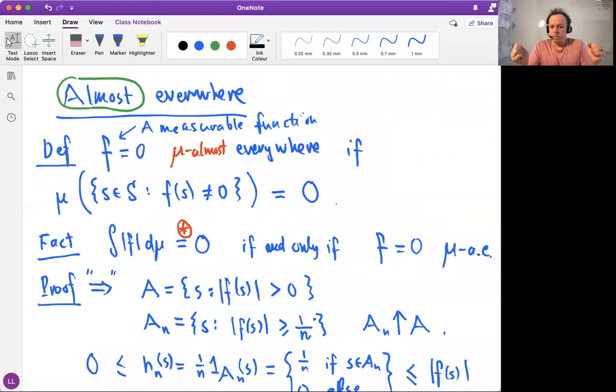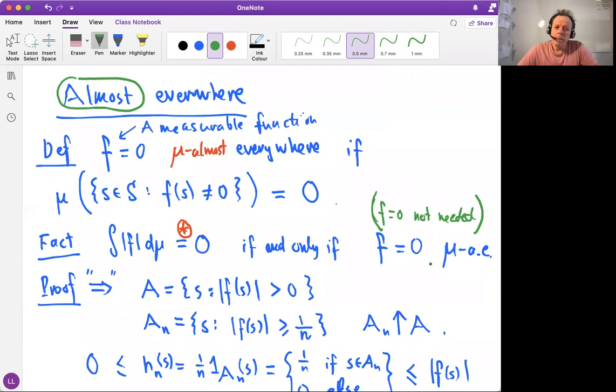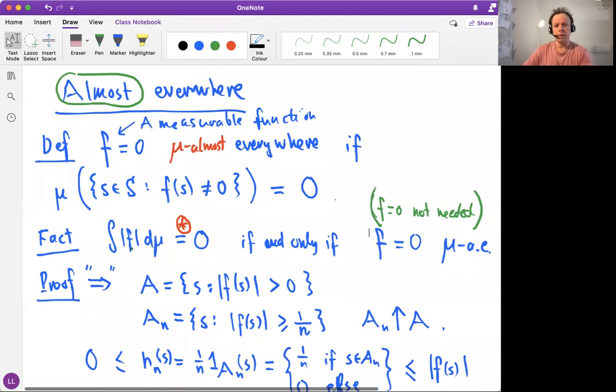So maybe we should highlight that if precisely 0 is not needed here. What could be an example of a function that is not identically 0, but for which the integral would be 0? Could you think of some example? At this point of the course, you do have enough background, and I think we are all able to figure this out with a bit of thinking.